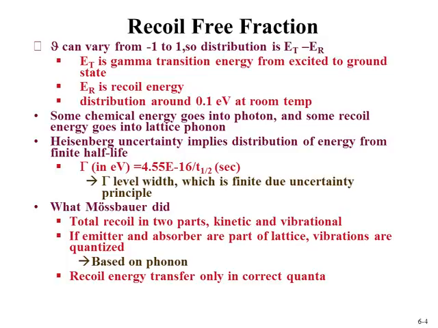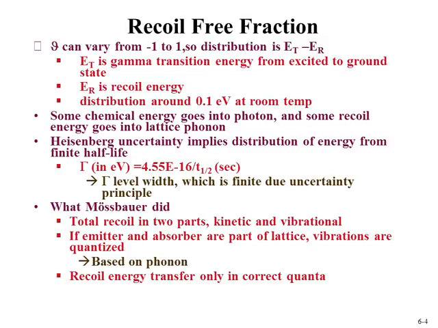Since these gamma states are very short-lived, Heisenberg's uncertainty principle comes into play, and there's something called a gamma level width, which is finite due to the uncertainty principle. What this says is that even though I have a very defined energy of that excited state, I actually have a distribution of energy because my lifetimes are so short.